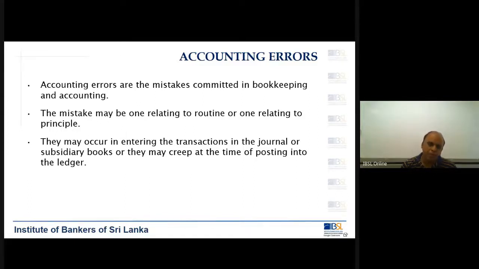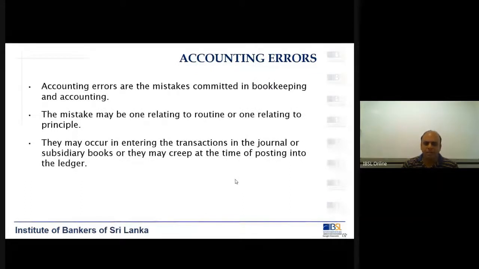Or there could be a situation where you enter these journals in the subsidiary books. Now you know what a subsidiary book is. That is the books of prime entry. So there could be a mistake by somebody at the time of entering it in the books of prime entry. So that is the second situation. And the third situation is where you might have posted it to the wrong ledger, or you might have posted it to a wrong account when you are posting it to the ledger.